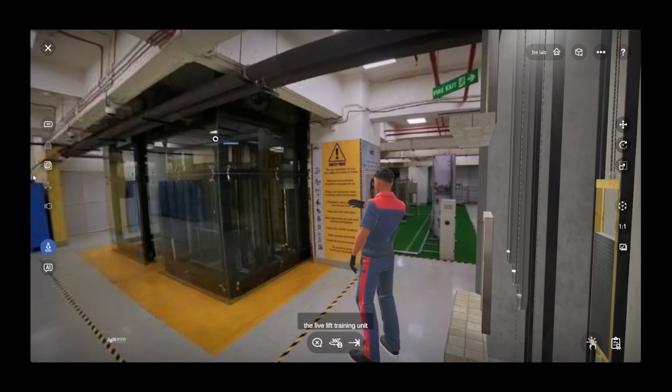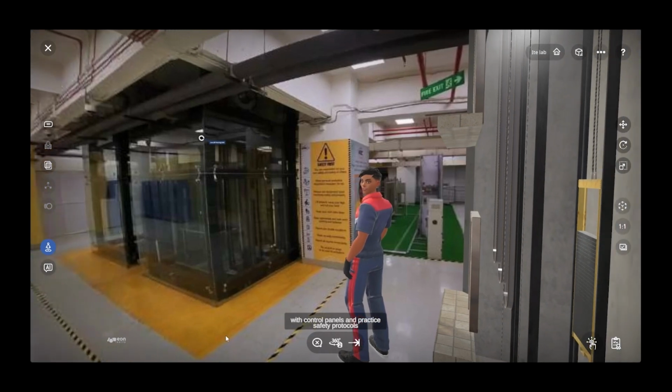The live lift training unit at ITE lab integrates with various lab components to provide comprehensive elevator operation training. It features a realistic elevator simulator where trainees interact with control panels and practice safety protocols.